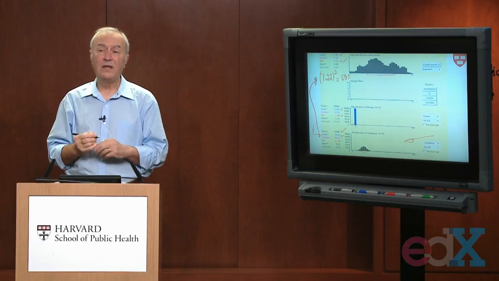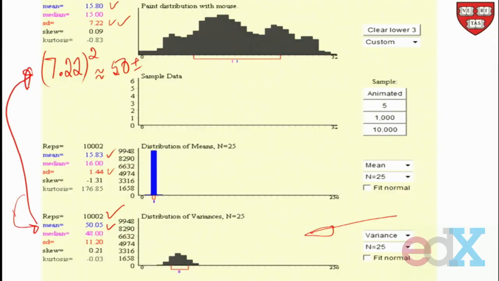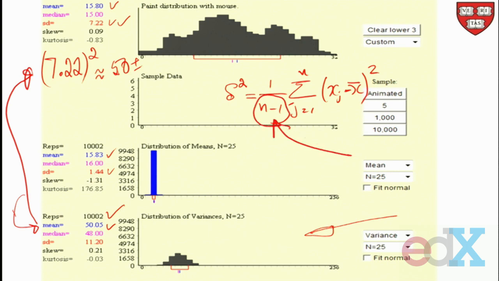Now, it may seem like many hours ago, I said to you, we will define the sample variance as 1 over n minus 1, summation j equals 1 to n, x_j minus x bar, squared. And I said to you, I will let you know why we are dividing by n minus 1 and not n. Now I can tell you why we divided by n minus 1 and not n.